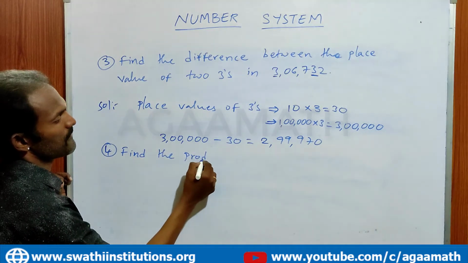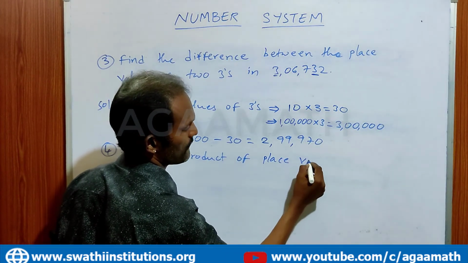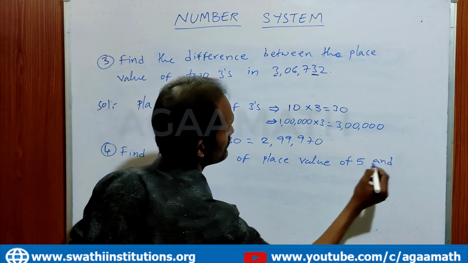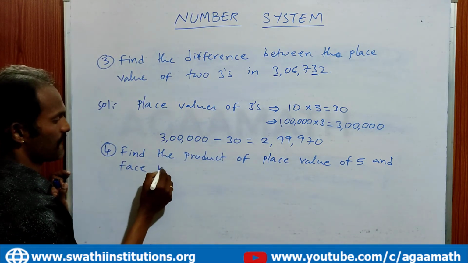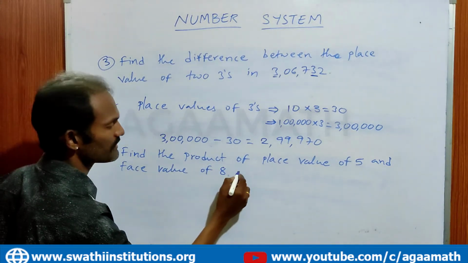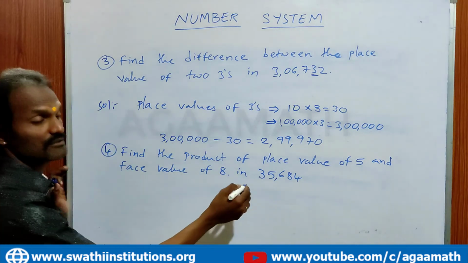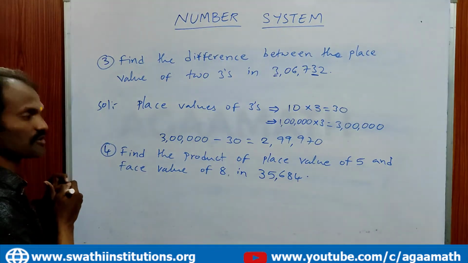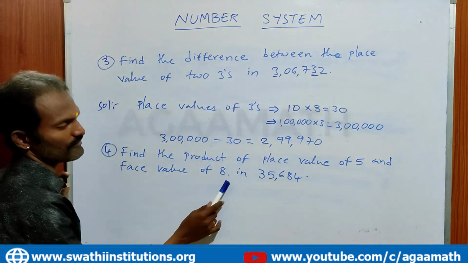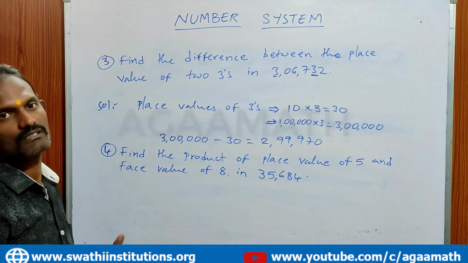Let us take another. Find the product of the place value of 5 and the place value of 8 in 35,684. Let me read the question again. Find the product of the place value of 5 and the place value of 8. So in this number, let us see the product. The product means when you multiply two numbers, the result is said to be the product.